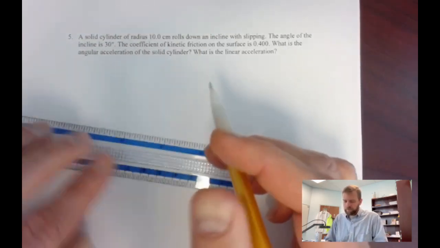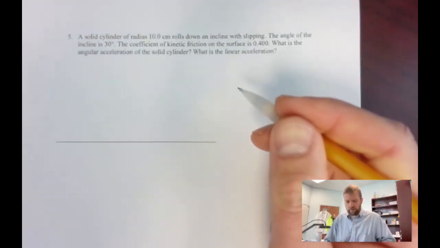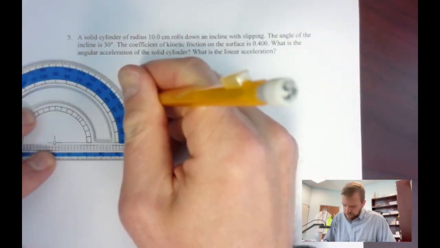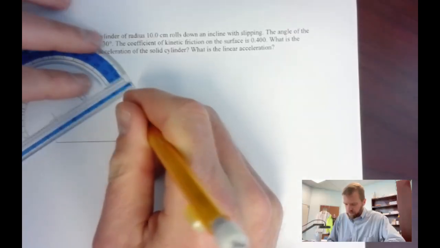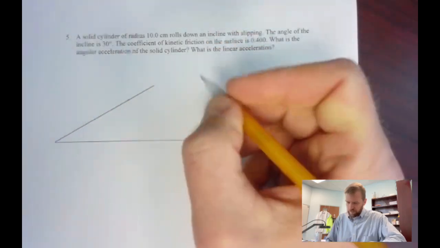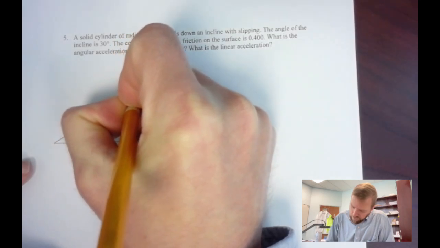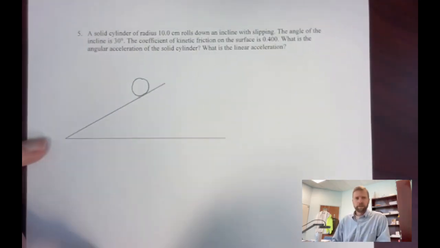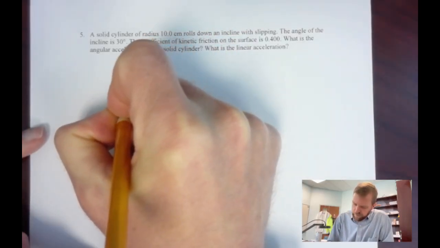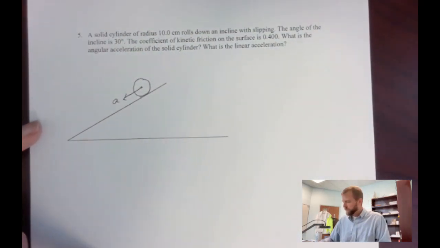So let's just draw a quick diagram with a 30-degree slope. So here's the slope. Here is the cylinder. Okay, and the cylinder is going to be moving down this way. This is acceleration. Okay. So let's draw the free body diagram on it.